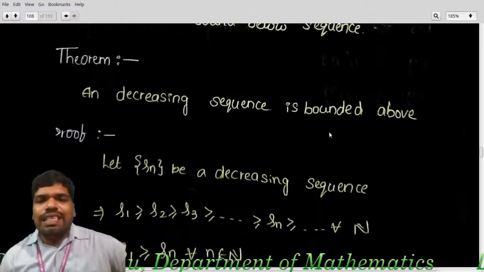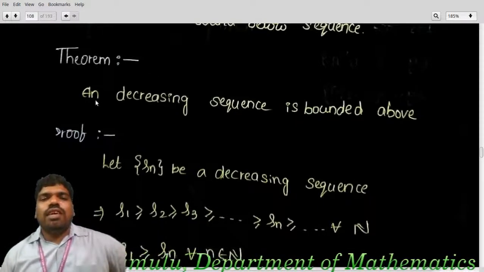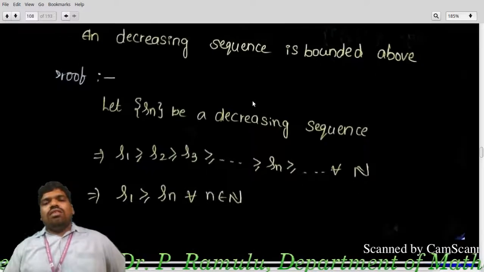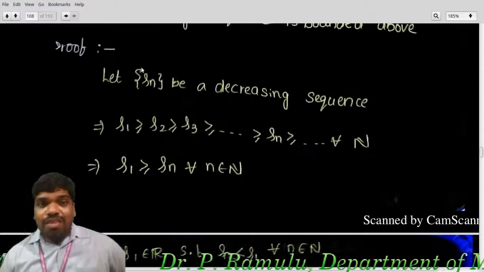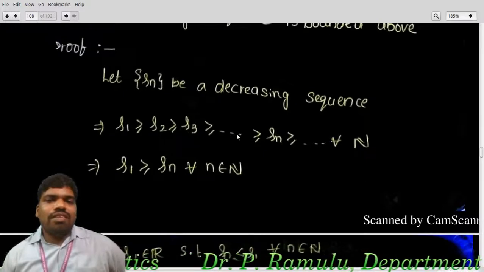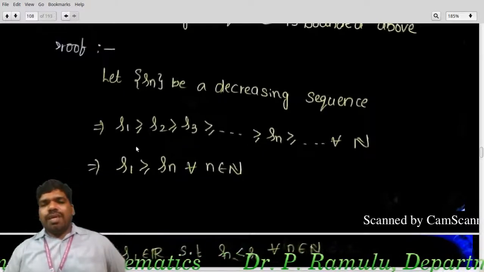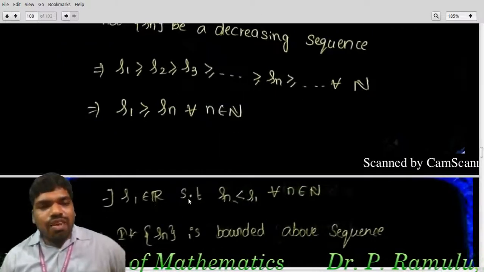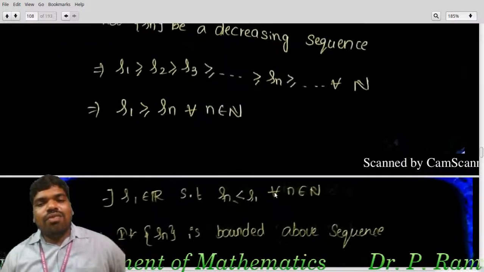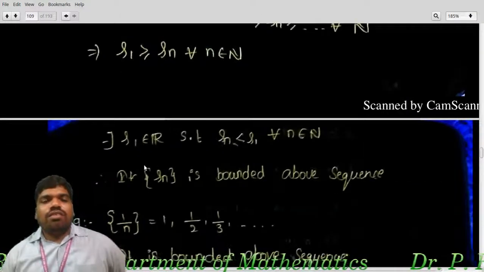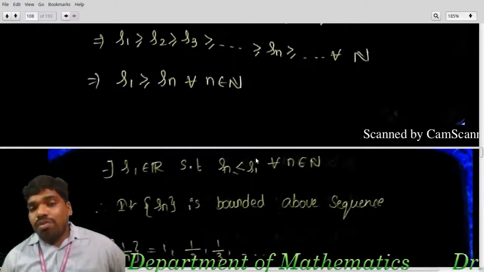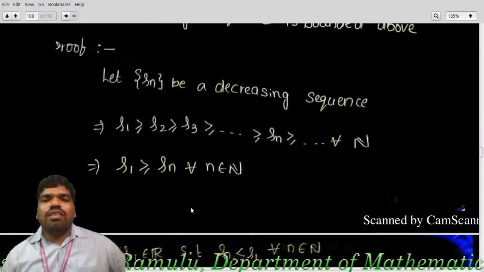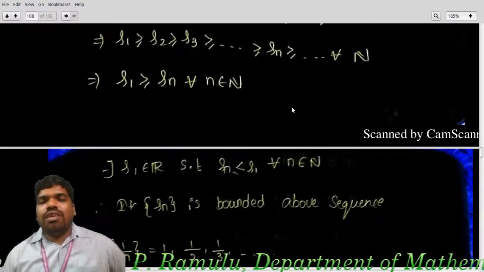And a decreasing sequence is bounded above. Same way, let Sn be a decreasing sequence. What is the definition? S1 greater than or equal to S2 greater than or equal to S3 and so on. From this, I write S1 greater than or equal to Sn for all n belonging to N, which implies there exists S1 belonging to R such that Sn is less than or equal to S1 for all n belonging to N. That means here S1 is an upper bound. Therefore Sn is a bounded above sequence. So a decreasing sequence is bounded above.